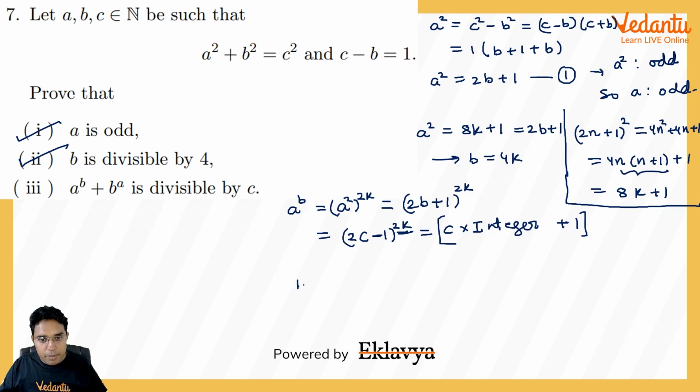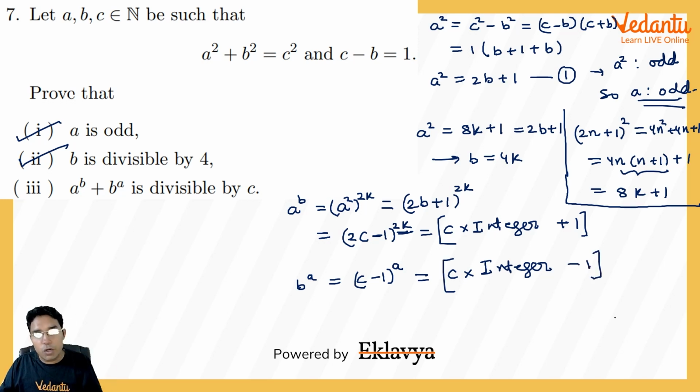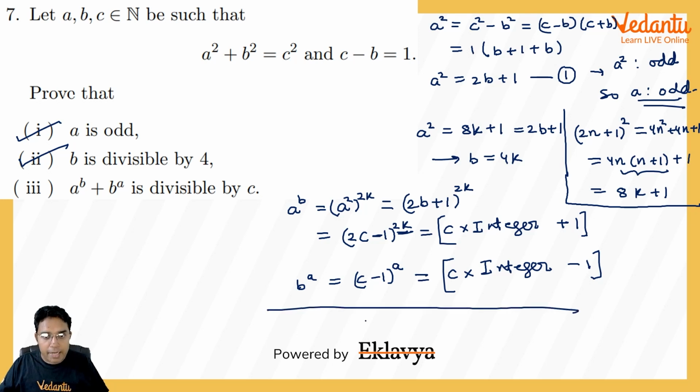Okay, now what is b power a? b is actually c minus 1 raised to the power a, where a is an odd number. And if it is an odd number, using the binomial theorem, once again this will be c into some integer and minus 1 here. We can use the concept of congruence modulo also. So you can check, if we add these two, a power b plus b power a, that 1 will get cancelled and we get c into some other integer. So that means a power b plus b power a will be divisible by c. So all the 3 parts are done.